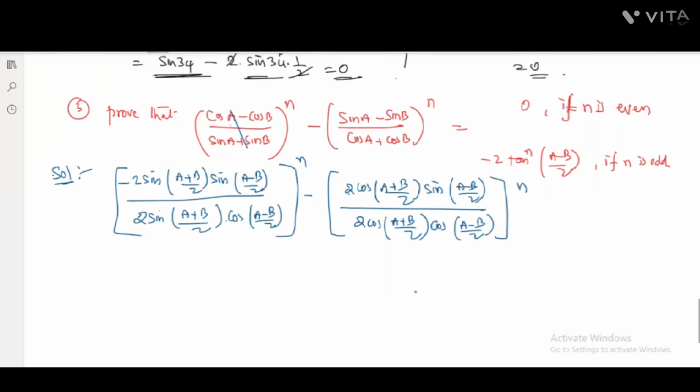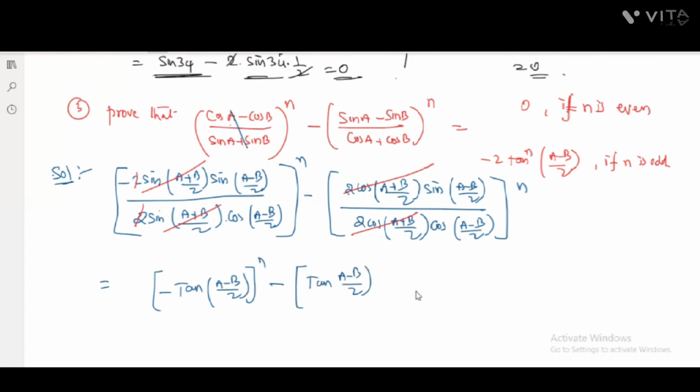If you look at this, the 2 and 2, sin((A + B)/2) and sin((A + B)/2), and 2 cos((A + B)/2) and 2 cos((A + B)/2) will be cancelled. What is remaining? Minus of tan((A − B)/2) whole power n, minus tan((A − B)/2) whole power n. This can be written as (−1)^n tan^n((A − B)/2) minus tan^n((A − B)/2).